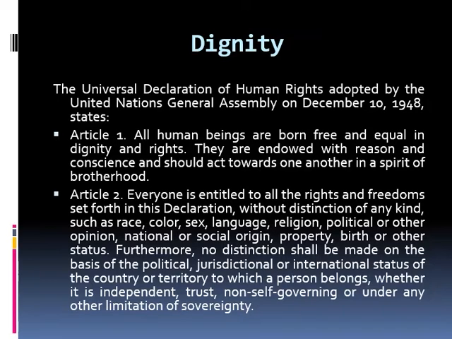Article 2. Everyone is entitled to all rights and freedoms set forth in this declaration, without distinction of any kind, such as race, color, sex, language, religion, political or other opinion, national or social origin, property, birth, or other status. Furthermore, no distinction shall be made on the basis of the political, jurisdictional, or international status of the country or territory to which a person belongs, whether it is independent, trust, non-self-governing, or under any other limitation of sovereignty.